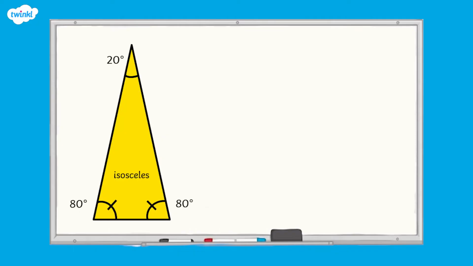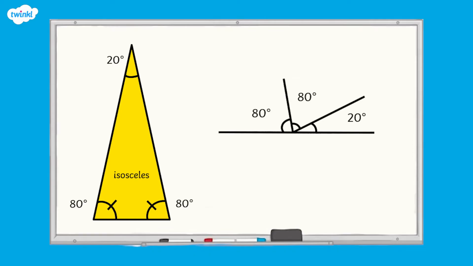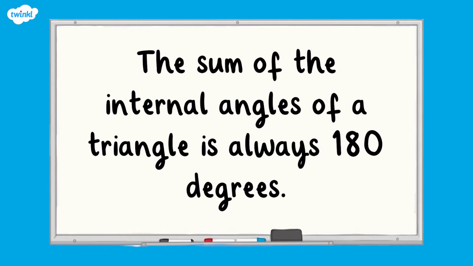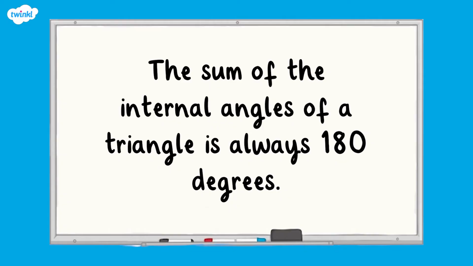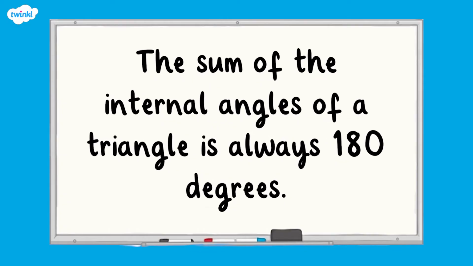The final type of triangle is an isosceles triangle. In an isosceles triangle, two angles are always equal. In this triangle, they are two angles of 80 degrees and one which is 20 degrees. When added together, they total 180 degrees. So to recap, the sum of the internal angles of a triangle is always 180 degrees.